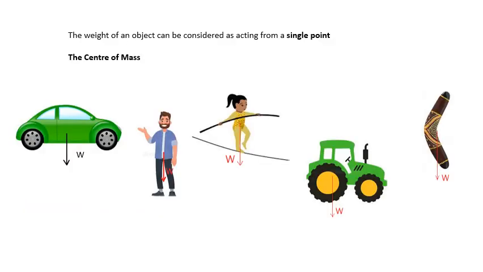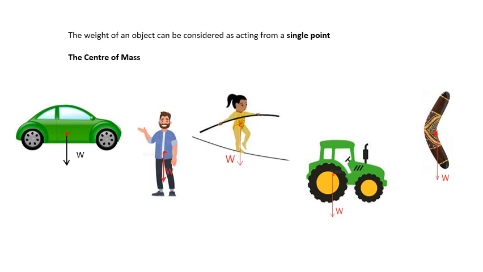Another thing about mass that you should know is this idea of the center of mass. When you draw the weight of an object as a single arrow, you're saying that it's all coming from one point, and that point is called the center of mass. So the center of mass is the point that you can consider all of the weight of an object to be coming from.